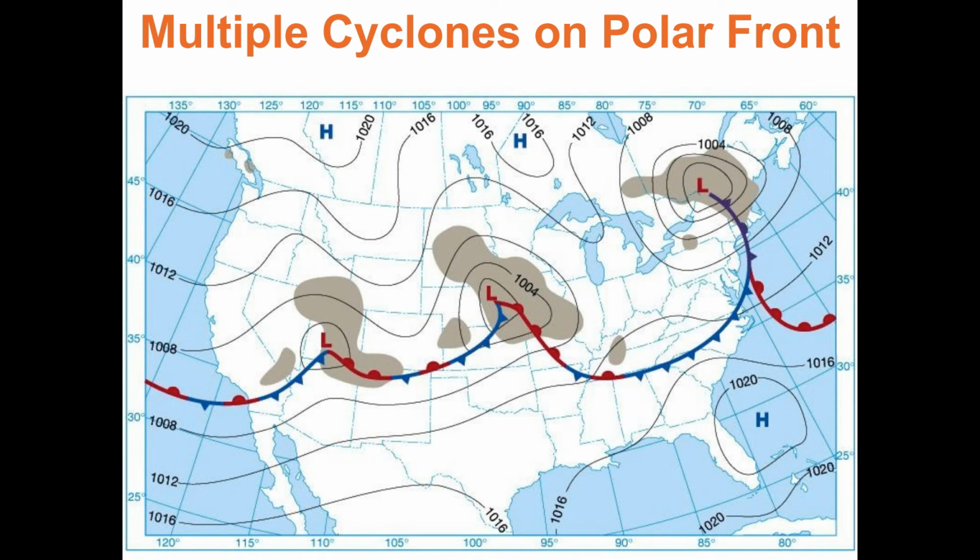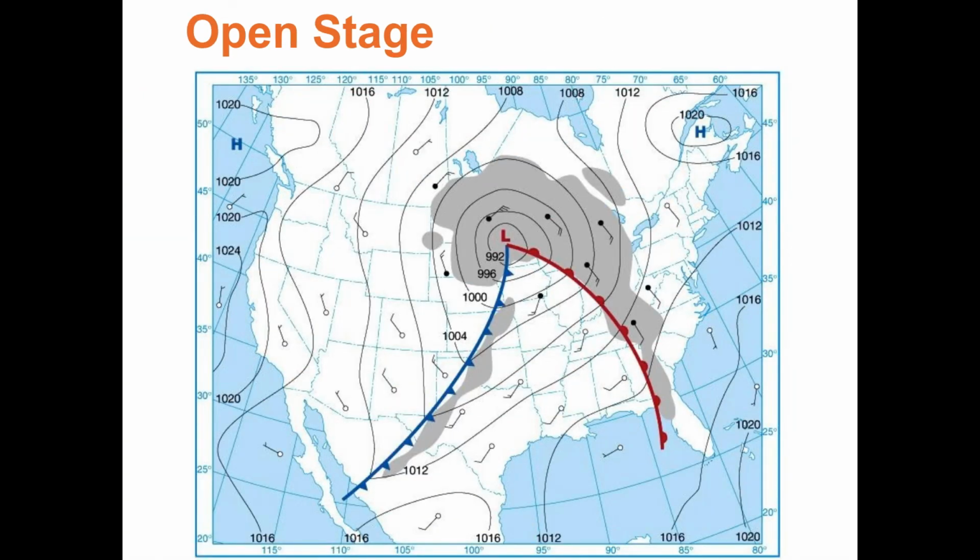Usually there's 3 to 7 storms in the polar front on any given day. Here's the open stage. Here the wind is out of the southeast and it's cloudy. Wind is out of the southwest. Remember, the wind comes from the end blowing towards the circle, and then here the wind is coming out of the northwest.